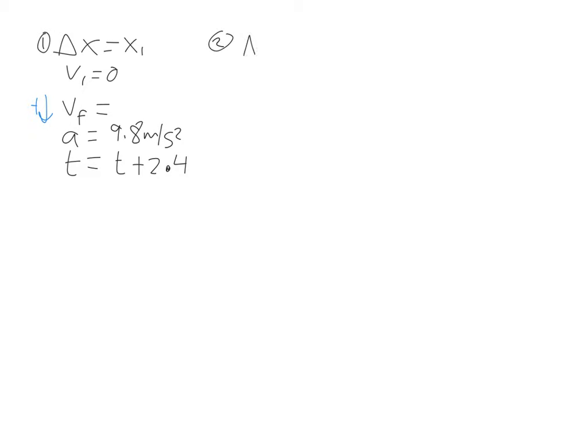For the second object, we'll say that its displacement is x2. Its initial velocity is 40. In this case, I'm saying up is the positive direction, and I'm being consistent throughout each object, so that's okay. Its acceleration is negative 9.8 meters per second squared, and we know that its time is t.